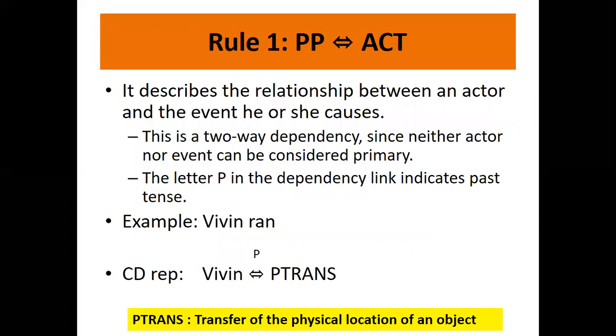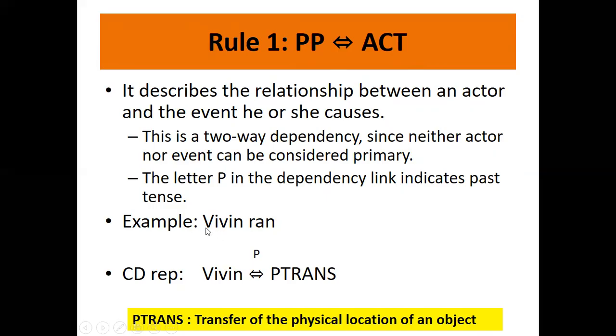So what is rule 1? What does it say? It describes the relationship between an actor and the event he or she causes, right? So who is the actor? PP, that is picture producer, and an act is carried out. This is a two-way dependency since neither actor nor event can be considered primary, right? The letter P here in the dependency link indicates it is past tense.